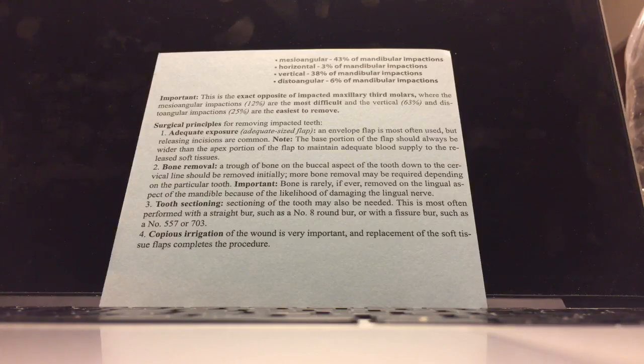Surgical principles for removing impacted teeth: 1. Adequate exposure, adequate sized flap. An envelope flap is most often used, but releasing incisions are common. Note, the base portion of the flap should always be wider than the apex portion of the flap to maintain adequate blood supply to the released soft tissues.